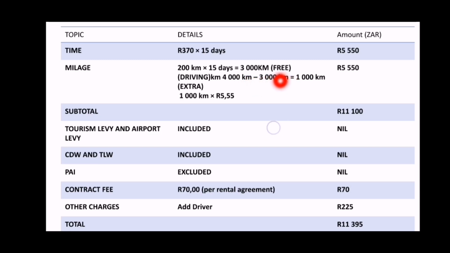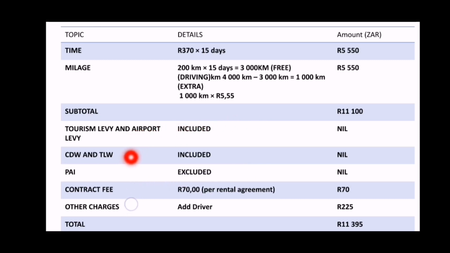So 4,000 kilometers minus 3,000 kilometers, we have an excess of 1,000 kilometers that we will have to charge. Now, each kilometer is charged at 5 Rand 50 per kilometer. So 1,000 kilometers times 5 Rand 50 equals 5,500 Rand as well. And then we add up these two amounts, which is the base of our calculation, and we write them under subtotal, sitting at 11,100.